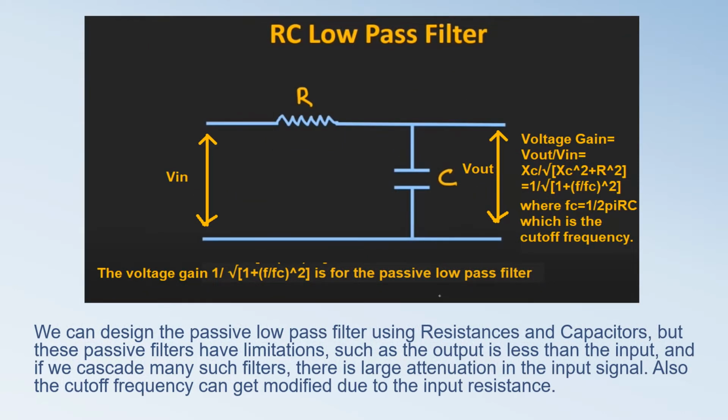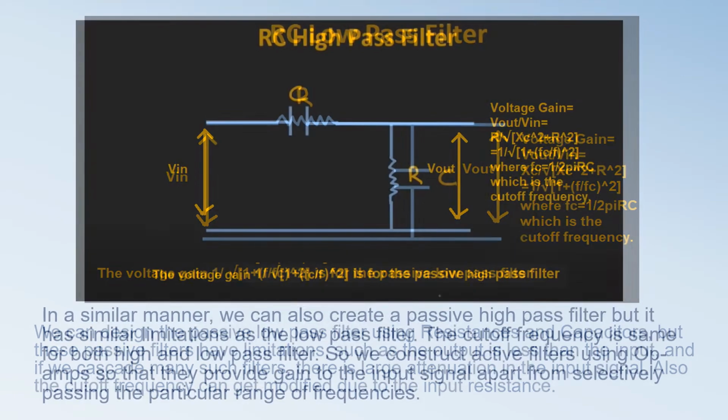We also have RC low-pass and high-pass filters which we designed using resistors and capacitors. But these passive filters have limitations such as the output is less than the input and there is a large attenuation in the input signal. The cutoff frequency can also get modified due to the input resistance.